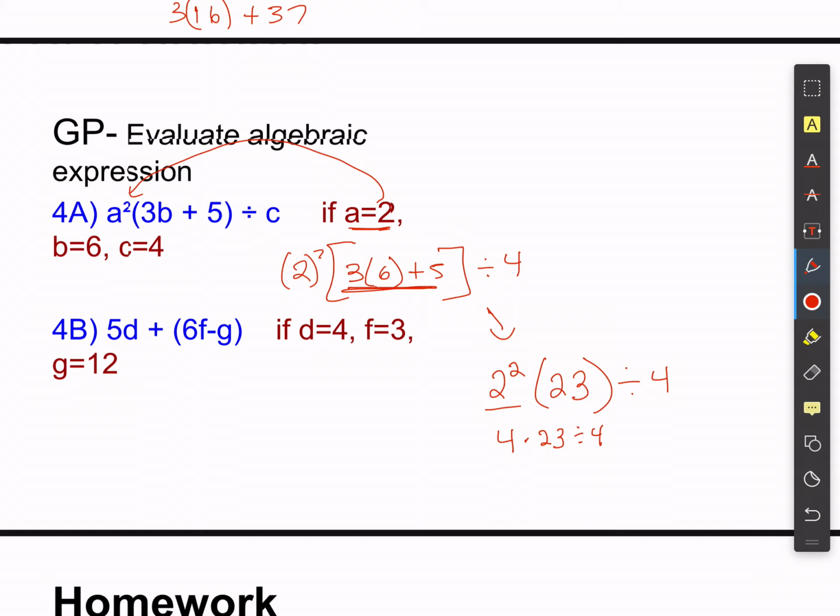So now I'm just going to go from left to right. 4 times 23 is going to be, I believe, 92. 92 divided by 4. Let's see, I guess I'll just show this for you guys. 4 goes into 92. Some long division. We get 23. So this is equal to 23. And we're done. Last one, guys.